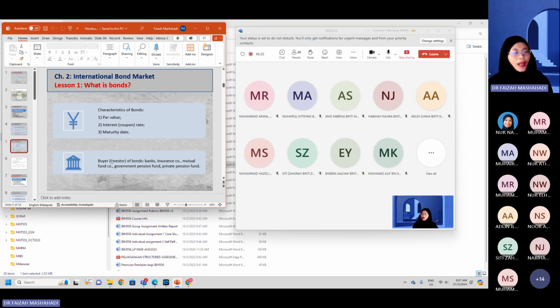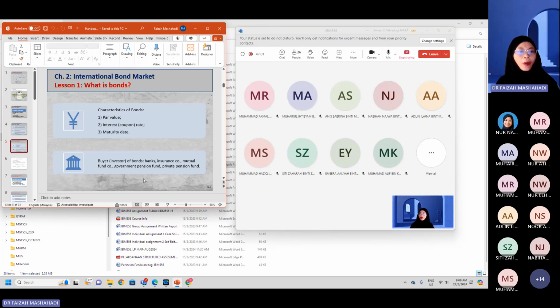Okay, right. So we have the buyer or the investor of bonds. These are the investor of bonds, or the buyer of bonds. The issuers, they are governments as well as corporations. So corporation can be banks, can be manufacturing companies, investment companies. So these are all the issuers. How about the buyers? The buyers of bonds sama juga lah. We're talking about corporation as well as governments.